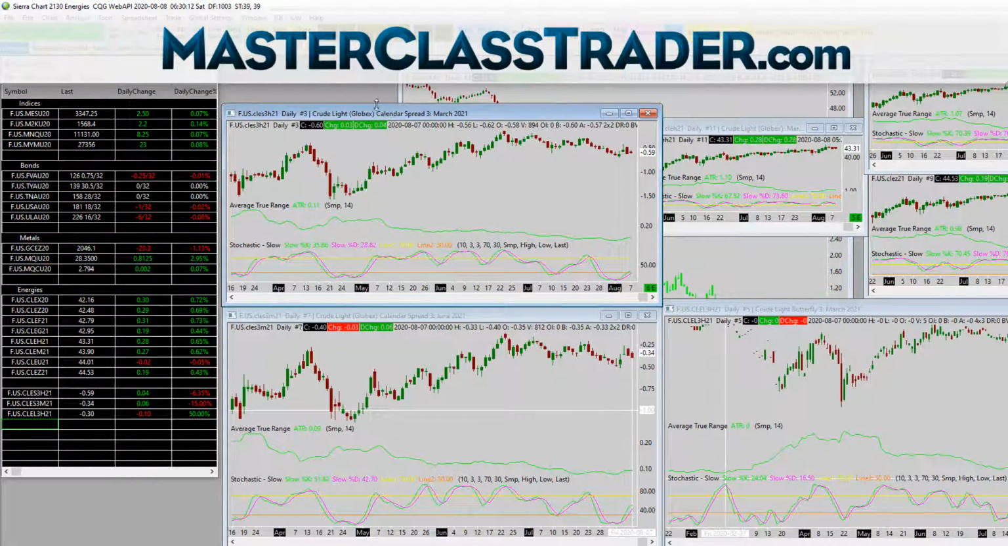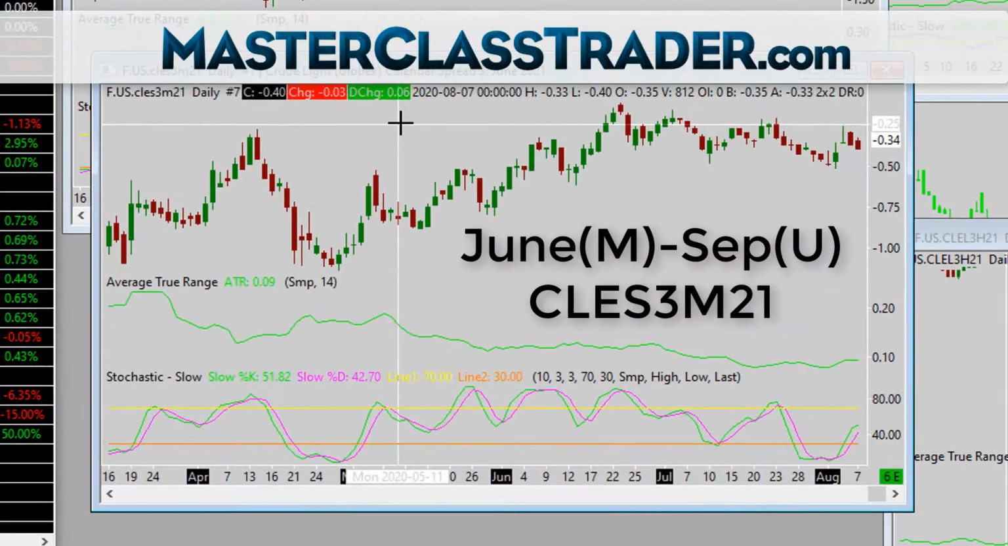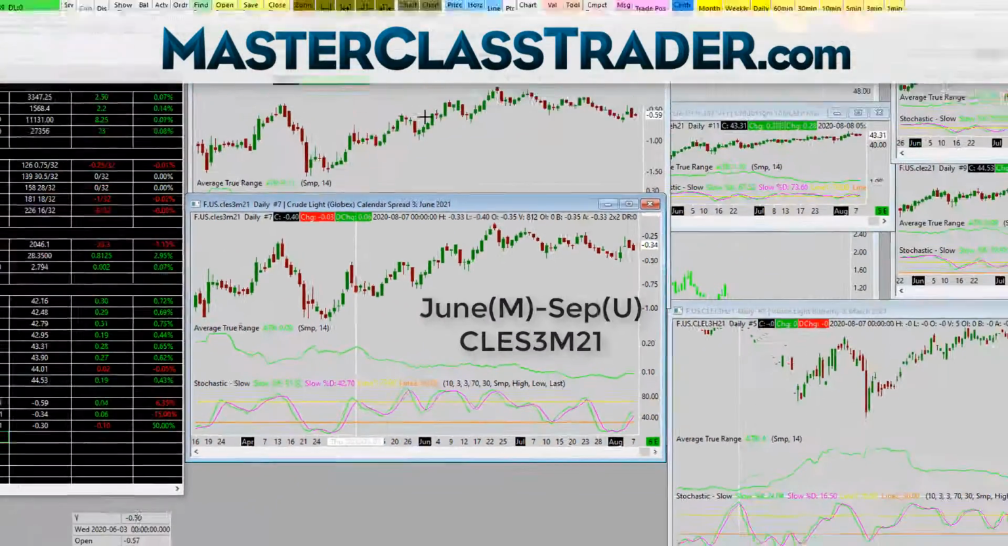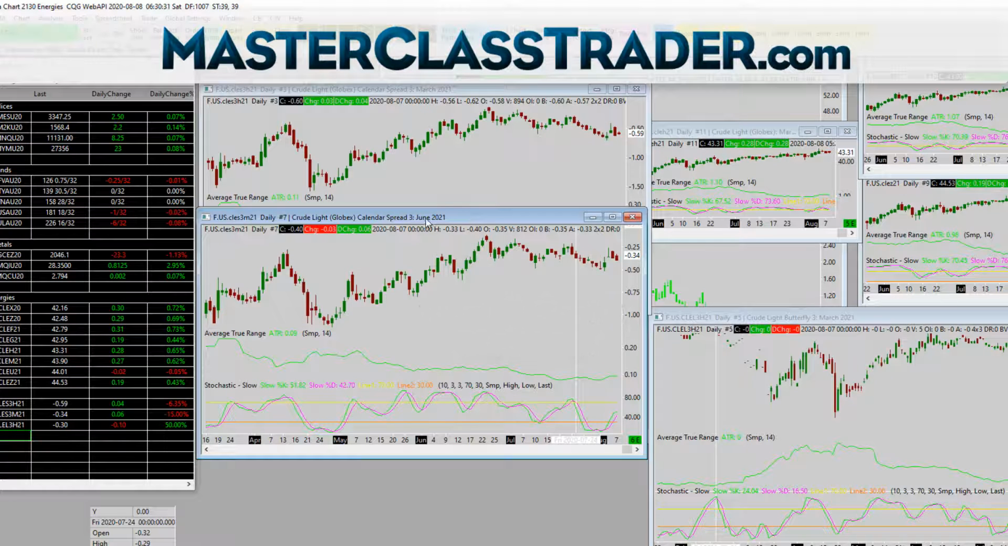Before we get into that, let's look at another spread here. On the charts here, I've got CLES M21, which is the June-September spread. You can see they're kind of similar. I'm overlaying the two here. Not exactly, but very close. You don't want them exact, otherwise there's no spreading opportunity, right?